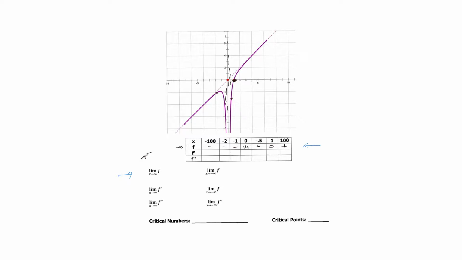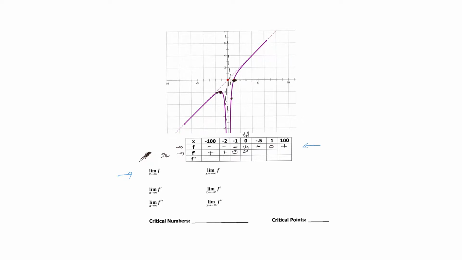The next one is f prime. Now f prime refers to the slope. What's the slope over here? All the way here. Well, read a graph from left to right. The slope is positive, positive. And over here, right at negative 1, is a turning point. The slope is 0. Vertical asymptote, the slope is undefined.